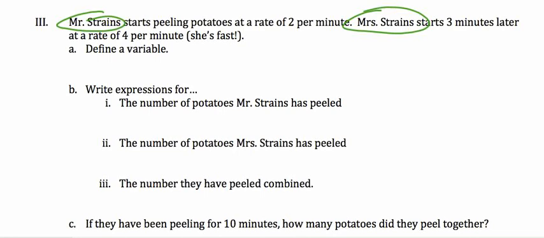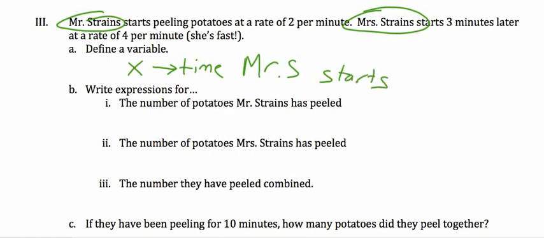Okay, so the first thing we need to define is a variable. Easiest thing to define here is we're just going to say it's x, and we're going to say it's time. We obviously need it to be time, because the number of potatoes that are peeled is dependent on the amount of time that we've been peeling. But we need to be more specific than that because we start at different times. So this is going to be the time that I started peeling. Okay, that's going to be really important.